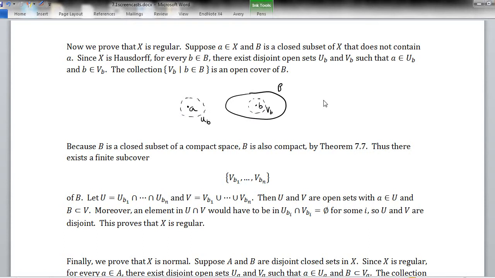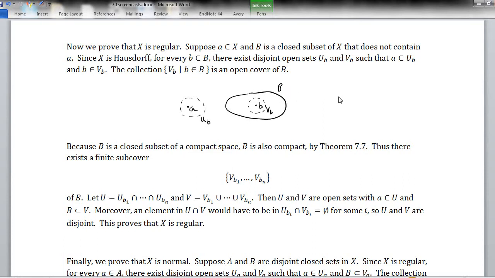And the reason I'm putting a b subscript on both of those is that A is just a fixed point here, but I'm letting this b vary all over the set B. Okay, so for every different location of this point b, I might get a different U sub b and a different V sub b. But what I know is that the collection of all the V sub b's that you get that way are an open cover for this set capital B, because every point in this set B is contained in at least one of them.